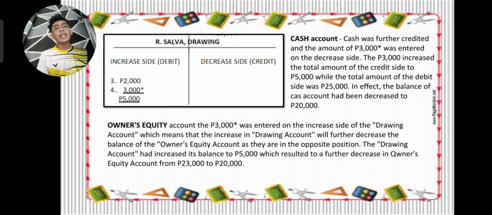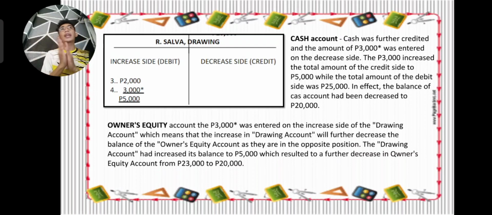So ang owner's equity account, the 3,000 was entered on the increase side of drawing account, which means that the increase in drawing account will further decrease the balance of owner's equity. So kung drawing account, mo decrease jud ang owner's equity or ang katong kapital or katong gi-invest ni Arsalva. So, as they are in the opposite position, the drawing account had increased its balance to 5,000. Which result to further decrease in owner's equity account from 23,000 to 20,000.